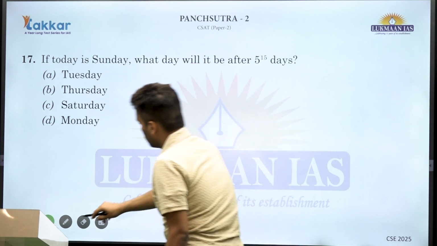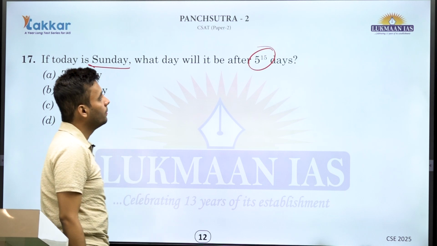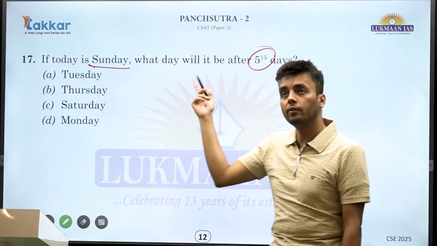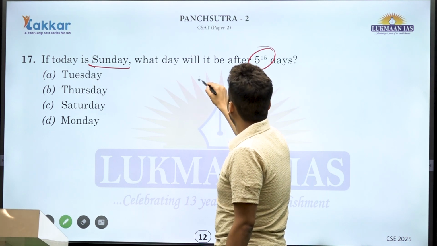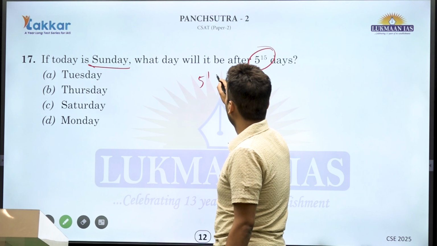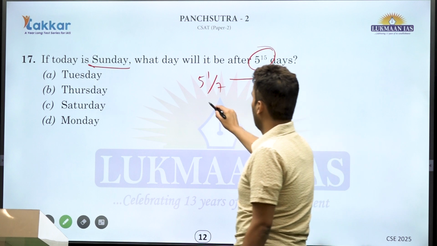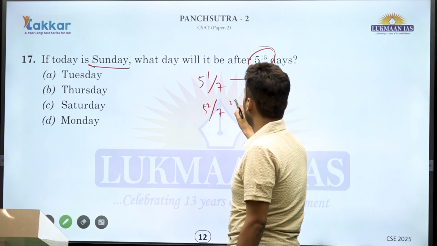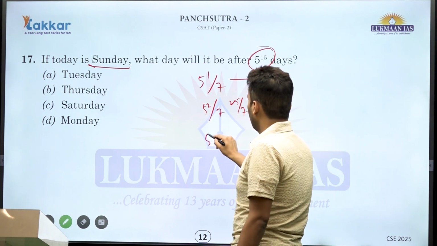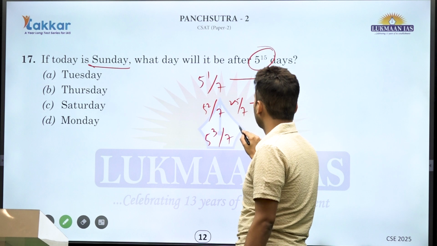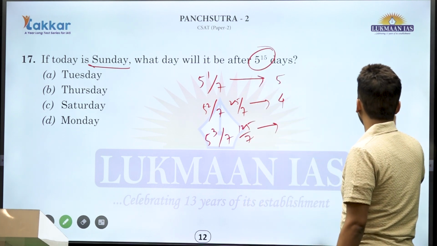So, a calendar question. If today is Sunday, what day will it be after 5 to the power 15 days? If today is Sunday. Okay. So 5 power 1, when divided by 7, leaves a remainder 5. When 5 square, that is 25, is divided by 7, it leaves a remainder 4. When 5 cube, that is 125, is divided by 7, it leaves a remainder how much? 125 by 7.